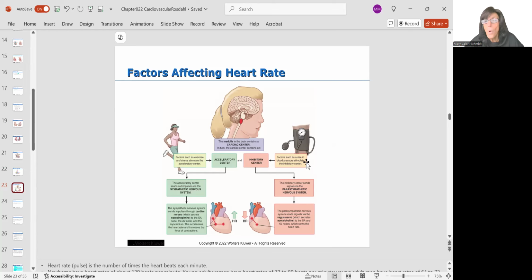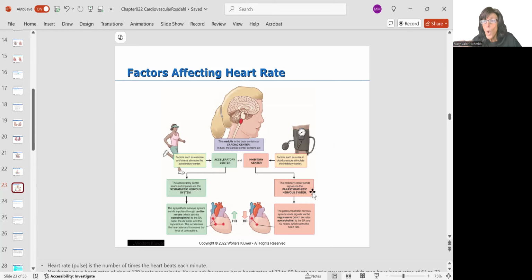Then on the other side of it, we have the inhibitory center. So what would make your heart rate slow down? Well, your blood pressure goes up. That stimulates that inhibitory center in the brain to get the parasympathetic nervous system to secrete acetylcholine, the chemical neurotransmitter, to the SA node and the AV node and say, slow down, too fast, go slow down.